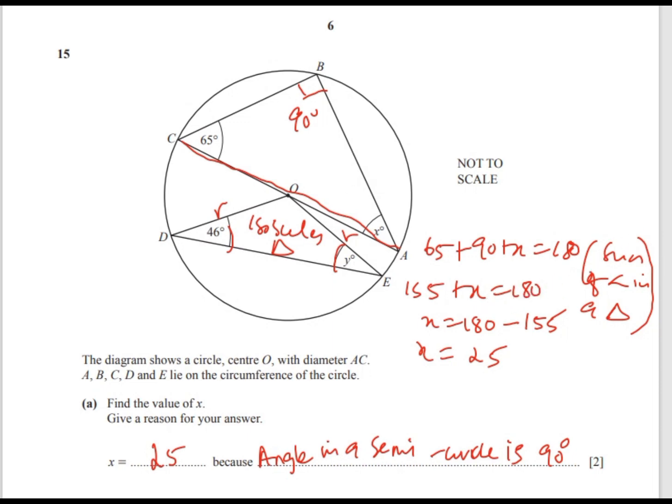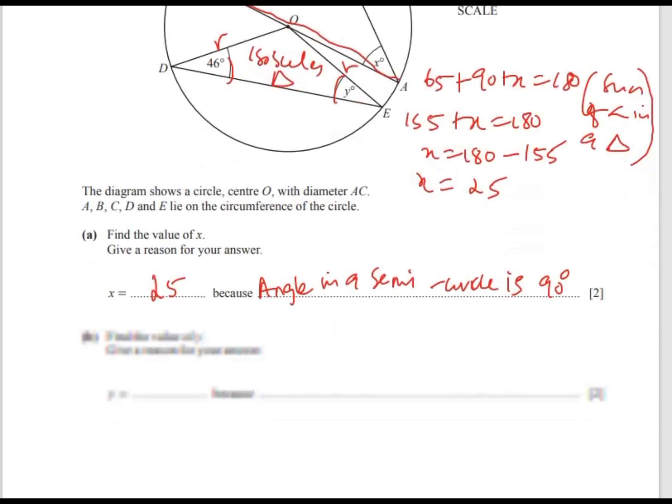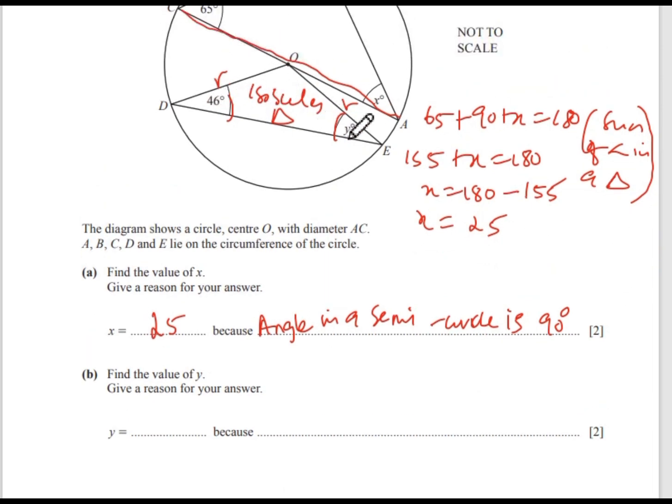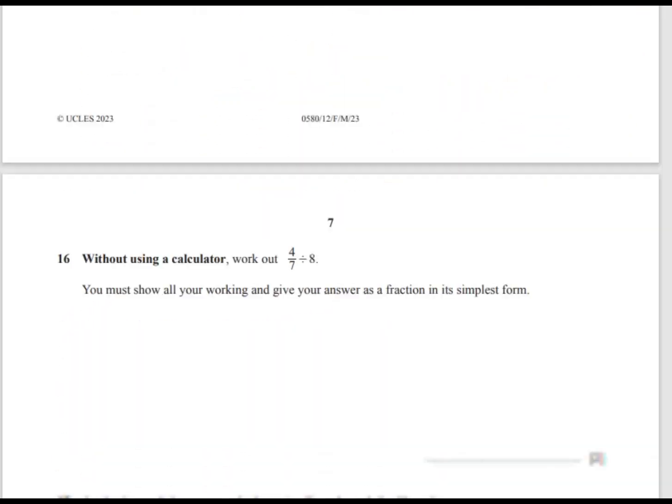So this makes this an isosceles triangle, and the base angles of an isosceles triangle are equal. So if this is 46 degrees, y is also 46 degrees. So y is 46 degrees. The reason is because base angles of an isosceles triangle are equal.